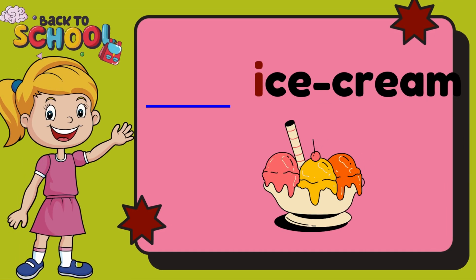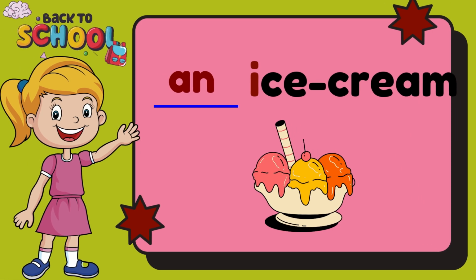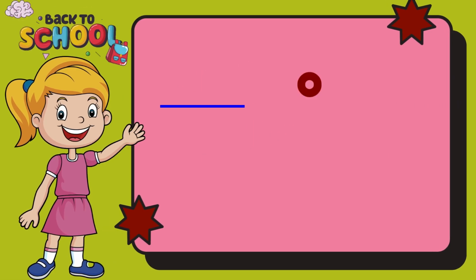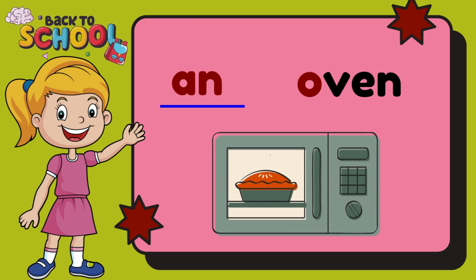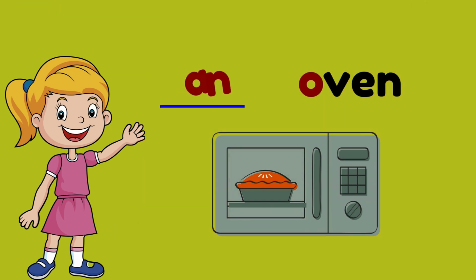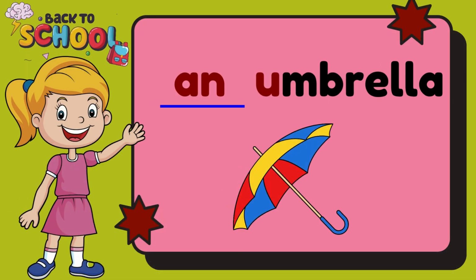The word ice cream starts with a vowel, so we say an ice cream. The word oven starts with a vowel, so we say an oven. The word umbrella starts with a vowel, so we say an umbrella.